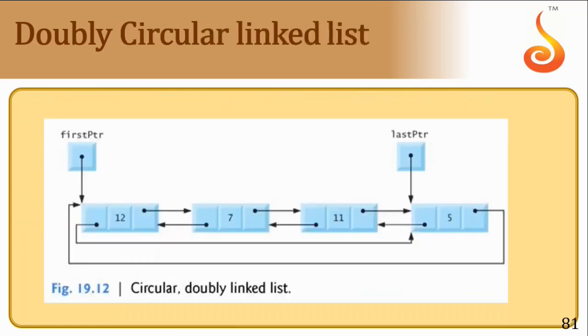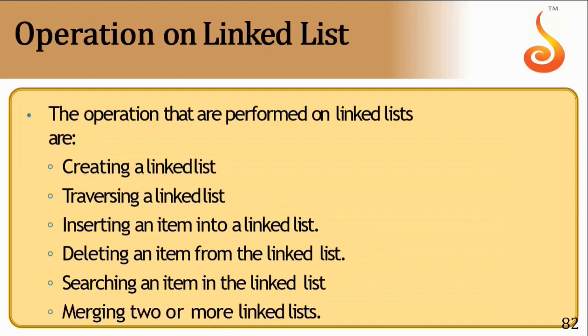In the doubly circular linked list, the forward pointer of the last node is connected to the first node. You can have a look. The picture itself is self-explanatory. So this is the doubly circular linked list.